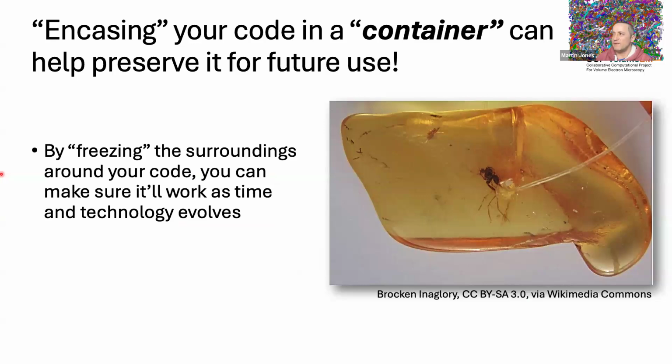So this idea of encasing your code in a container can help preserve it for future use. Here's a mosquito encased in amber from some millions of years ago, with the idea that as well as just freezing the code, you freeze the surroundings around your code as well in some smart way, you can make sure that it will always work no matter how much the technology around it has changed.